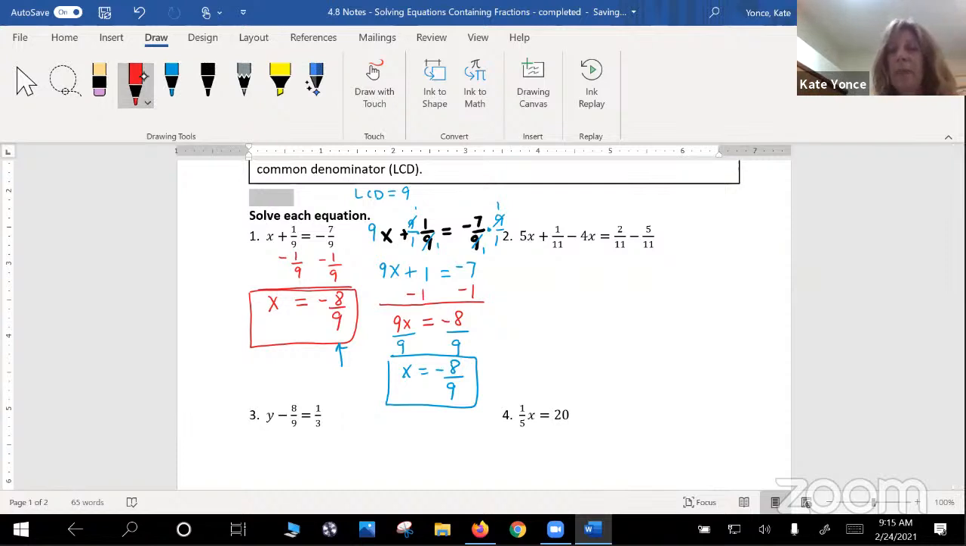X plus 4 plus -4. Say that again. 5x plus -4. Okay, so combine our like terms. So what's 5x minus 4x? 1x. Yeah, just x. Okay, so we have x plus 1 over 11 equals 2 over 11 minus 5 over 11. Now what? I would move the 1/11 to the right side.